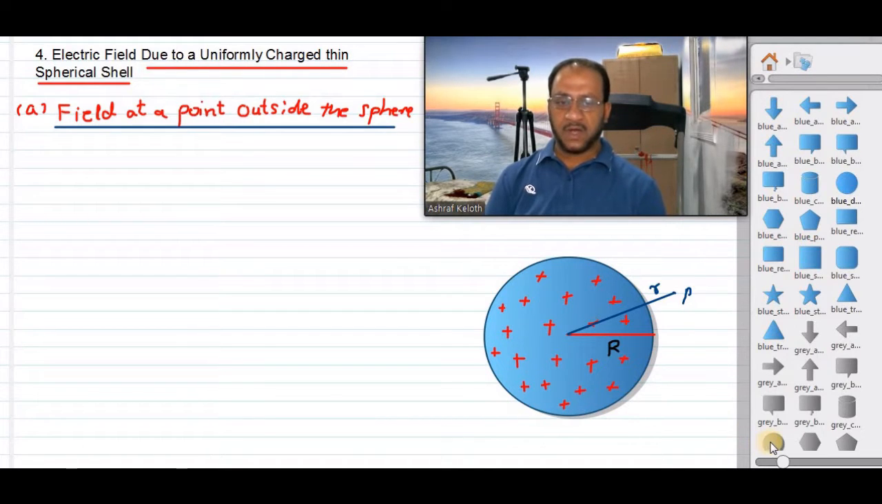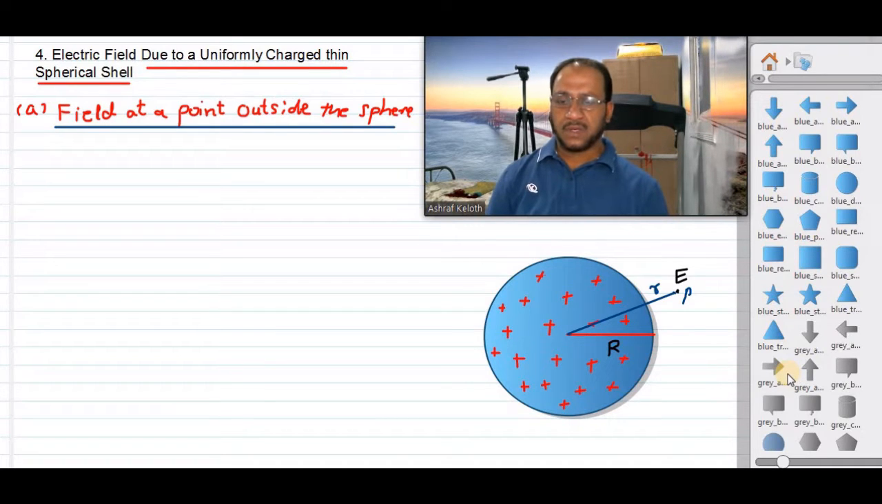What is our aim here? At the point P, at a distance small r from the center of the shell, there will be some electric field. We will call the electric field intensity at this point E. We need to find an equation for this E, that is, the magnitude of E, by using Gauss's theorem. Got it?